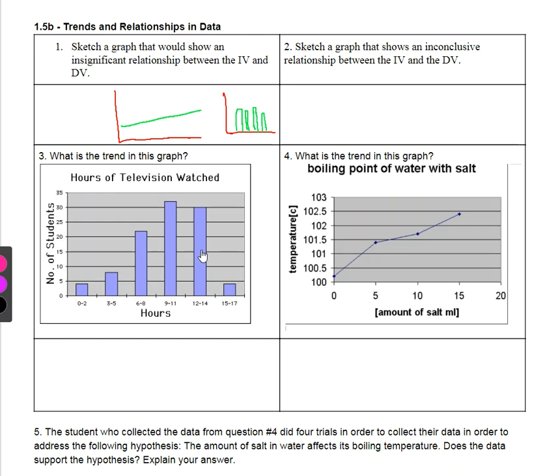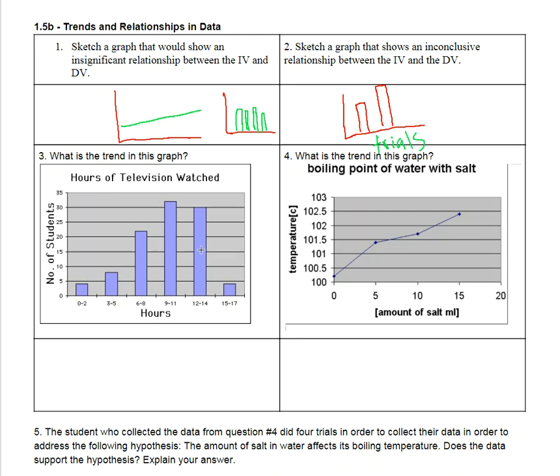Number 2 is saying sketch a graph that shows an inconclusive relationship between the IV and the DV. So inconclusive would be where you have not enough trials. So if I were to put trials on the bottom, and I have like 2 different trials, that would definitely be inconclusive.